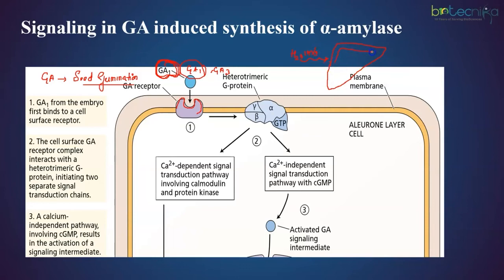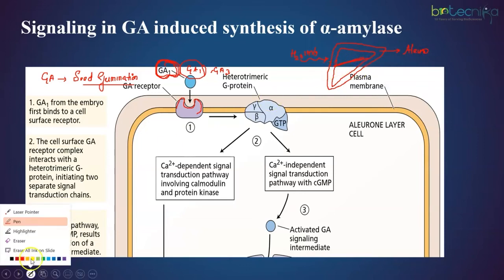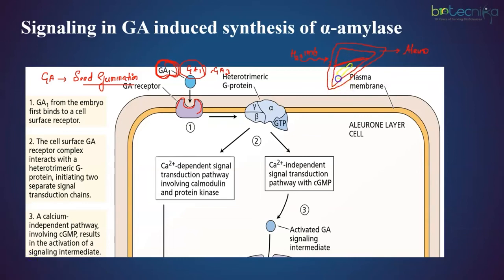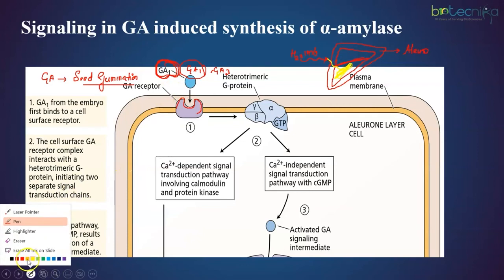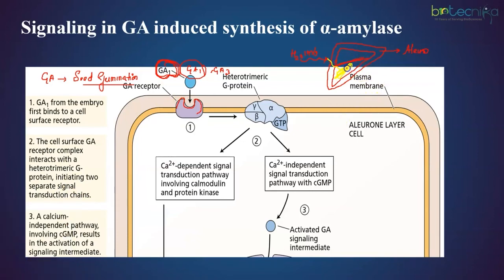So here we have the aleurone layer of the monocot. So this is the aleurone layer, and inside you have an embryo. So this is going to be the embryo which is present. So now what exactly happened? The water enters here. As soon as the water enters here, the embryo is going to synthesize, which means every cell in the embryo is going to synthesize GA1.